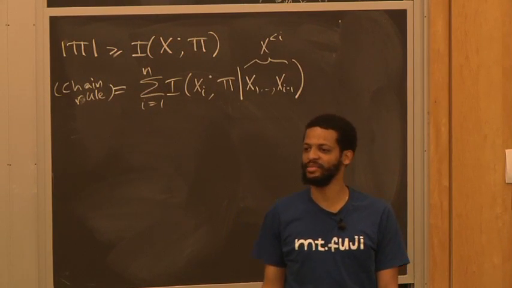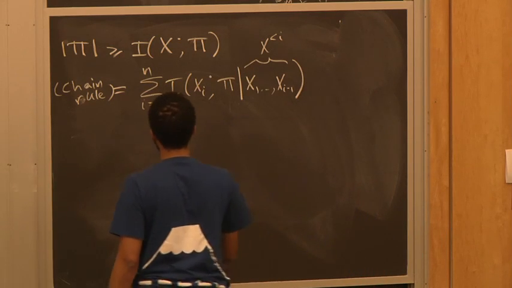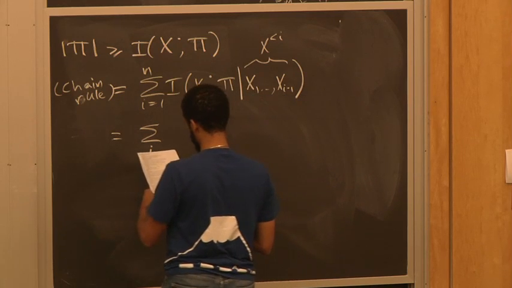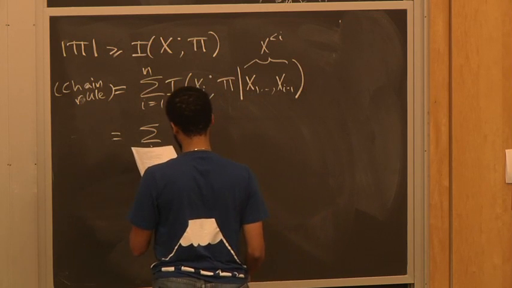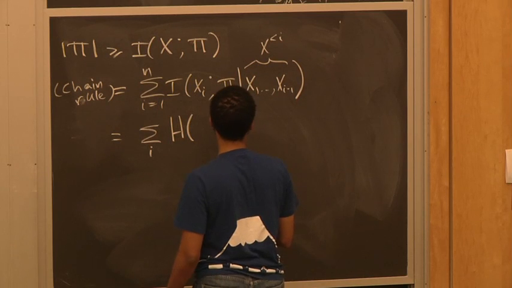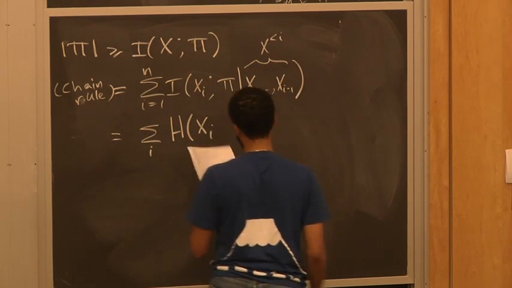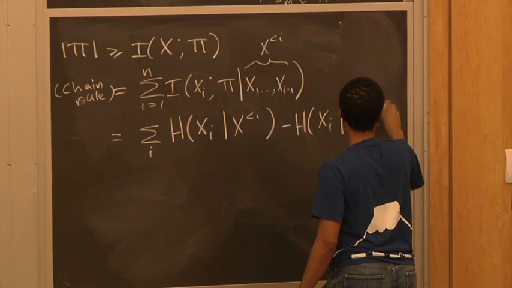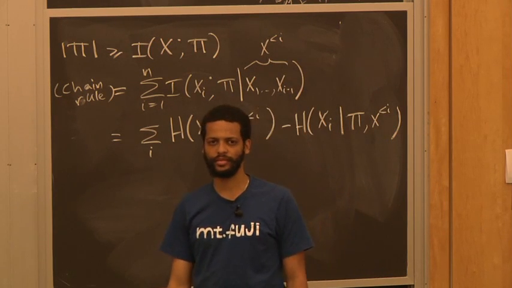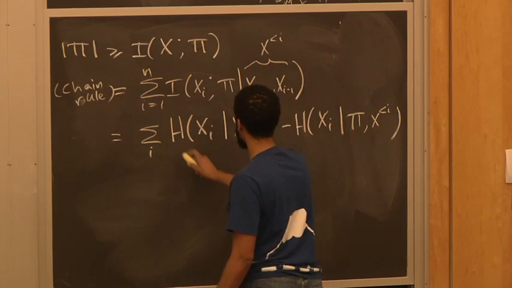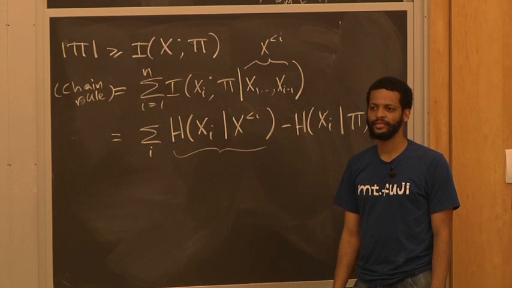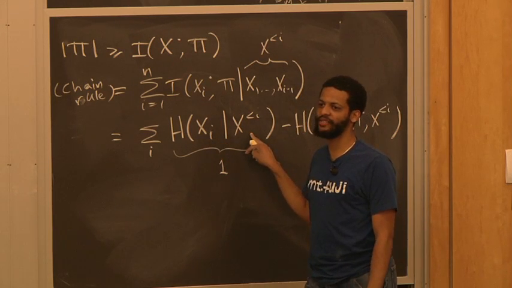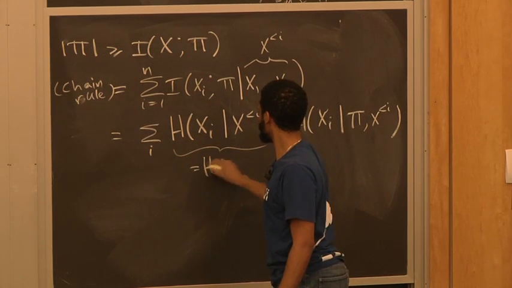So I did the chain rule basically n minus 1 times. Okay. And then I'm going to write down the definition of mutual information. This is the sum over all i of the entropy of xi given this thingy, minus the entropy of xi given pi and this. Okay. What's this number? It's 1. Right? If x is a uniformly random string, then xi is independent of all the xj's before it. So this is the same thing as h of xi, which is 1.